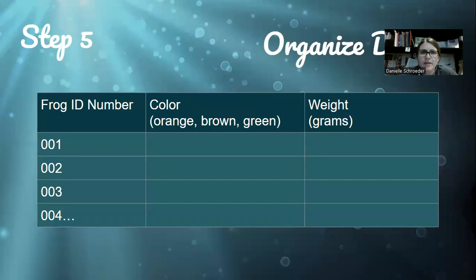Here's an example of a data table for Frog Pond. Not only do I have my frog ID number here, hopefully I've caught far more than 4 frogs. Ideally, I'd catch 100 frogs. I have a column where I record the color of each frog and the weight in grams. That's a pretty simple table.